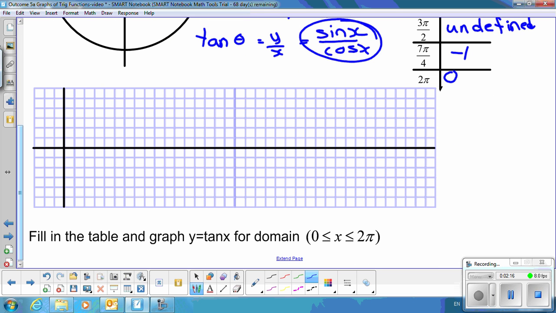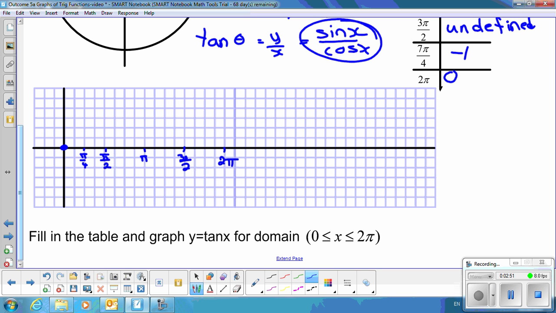So I'm going to break my graph up into pi over 4. This one is pi over 2. I won't label all of those. And we'll go pi, 3 pi over 2, and 2 pi. From our table of values, we know that our graph is going to start at 0 and 0.